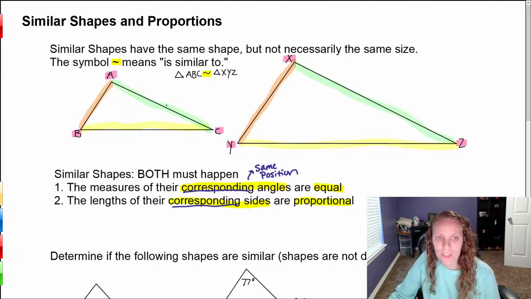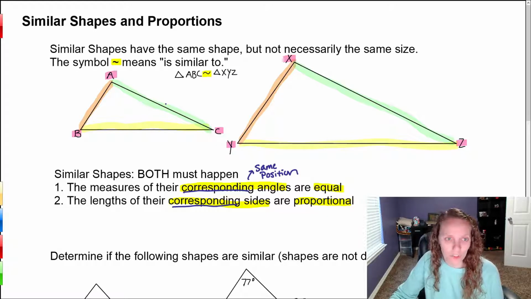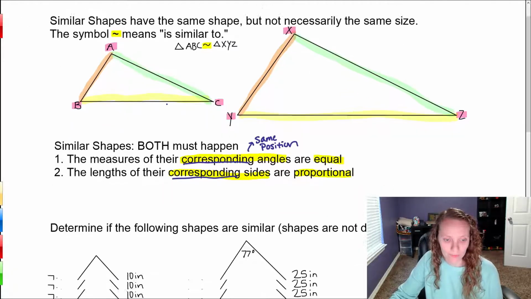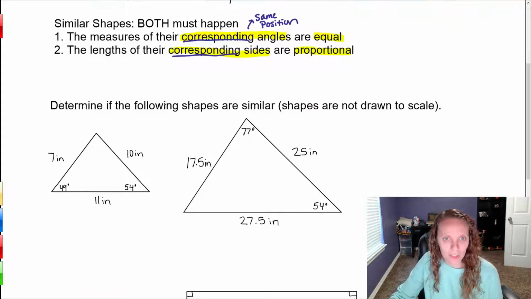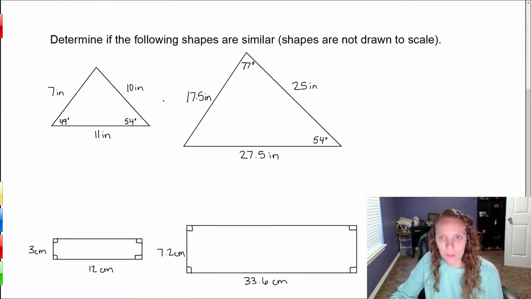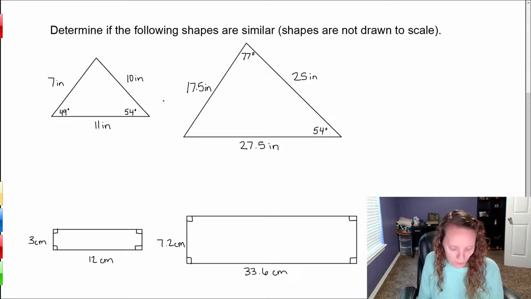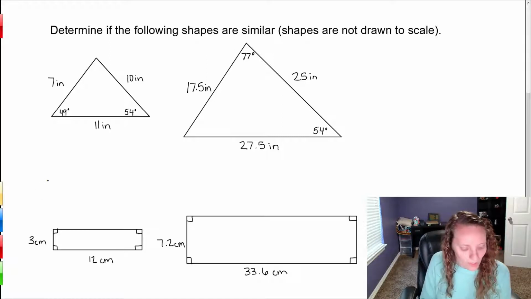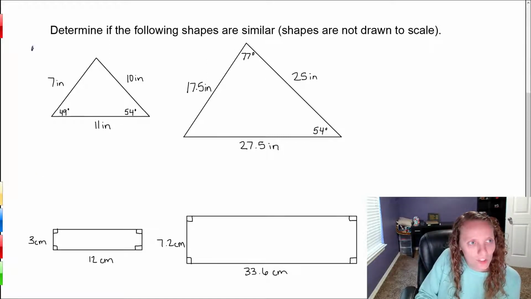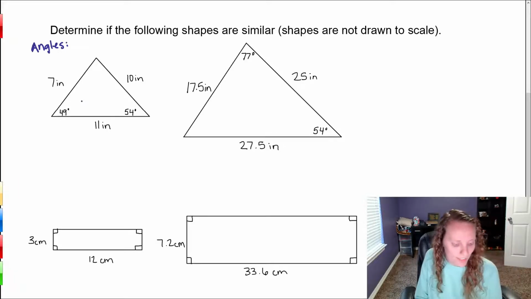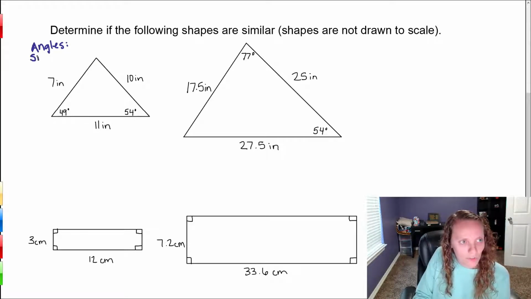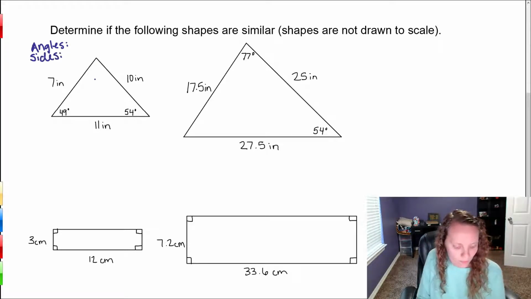These sides don't have to be congruent, but they do have to be proportional. The angles have to be congruent. So down here we want to determine if the following shapes are similar, and just keep in mind these shapes are not drawn to scale. They're not a perfect fit. So we have to check to see, are the angles congruent? And then we have to see, are the sides proportional? If we can answer yes to both of those questions, then these are similar triangles.